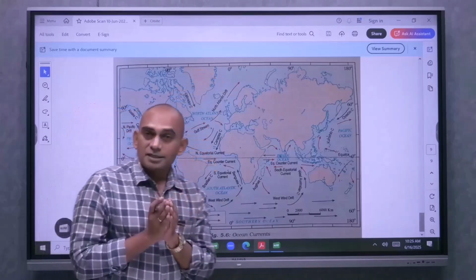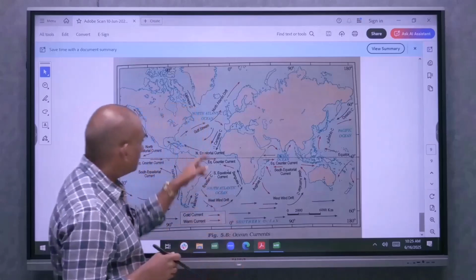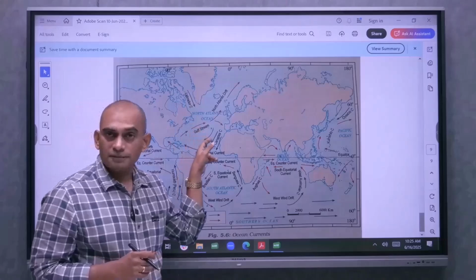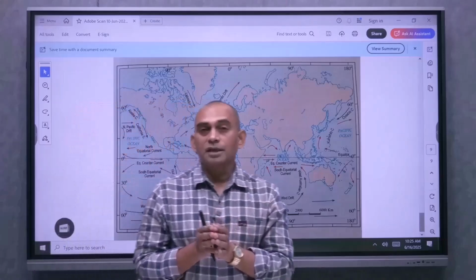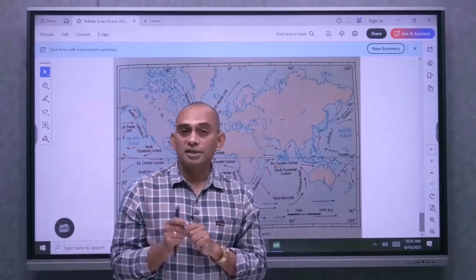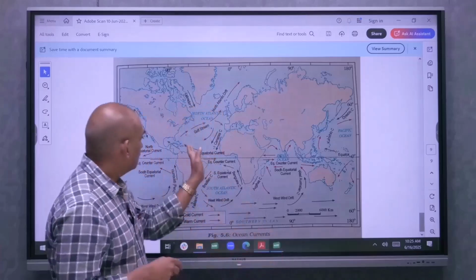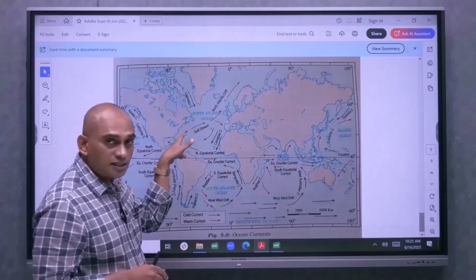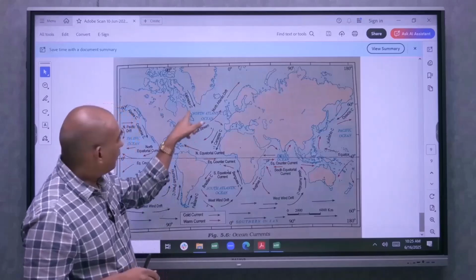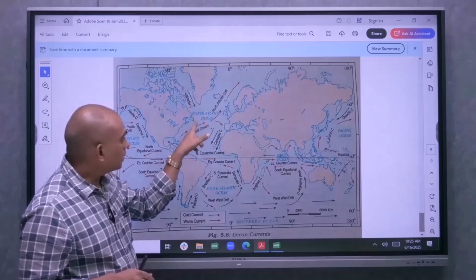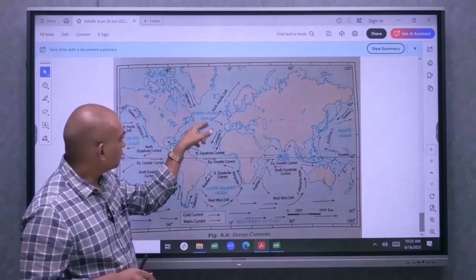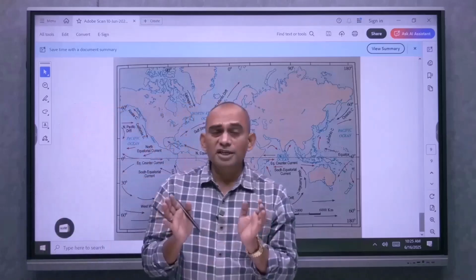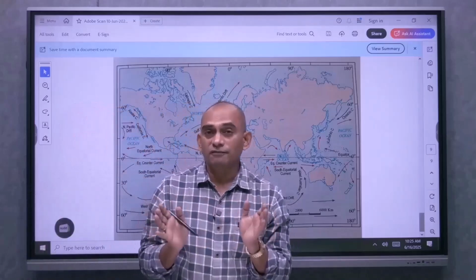So the best example for warm ocean current is Gulf Stream. Cold ocean current is Labrador current. These currents generally influence the temperature conditions of a region. So suppose if Gulf Stream is moving in this direction, it raises the temperature of this region. And when this cold ocean current and warm ocean current meet, so this is the region where these two currents are meeting. This region creates a favorable condition for fishing.